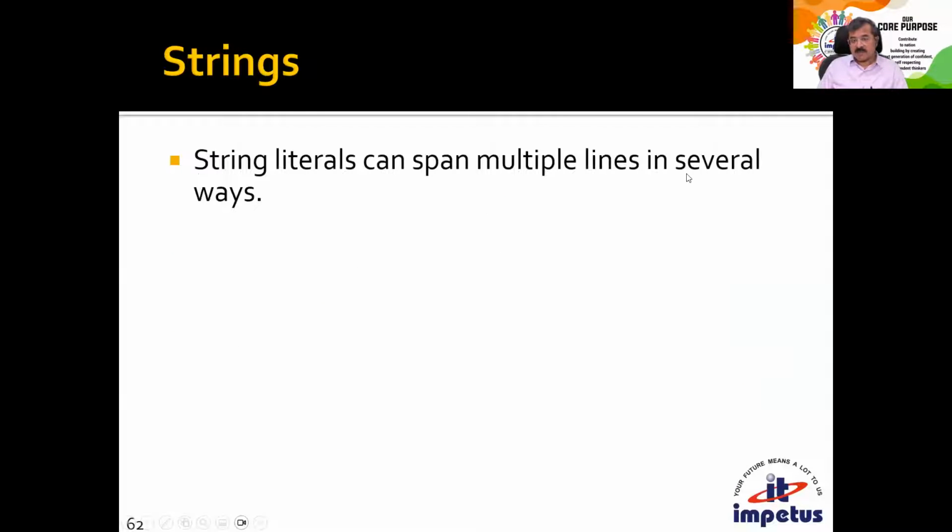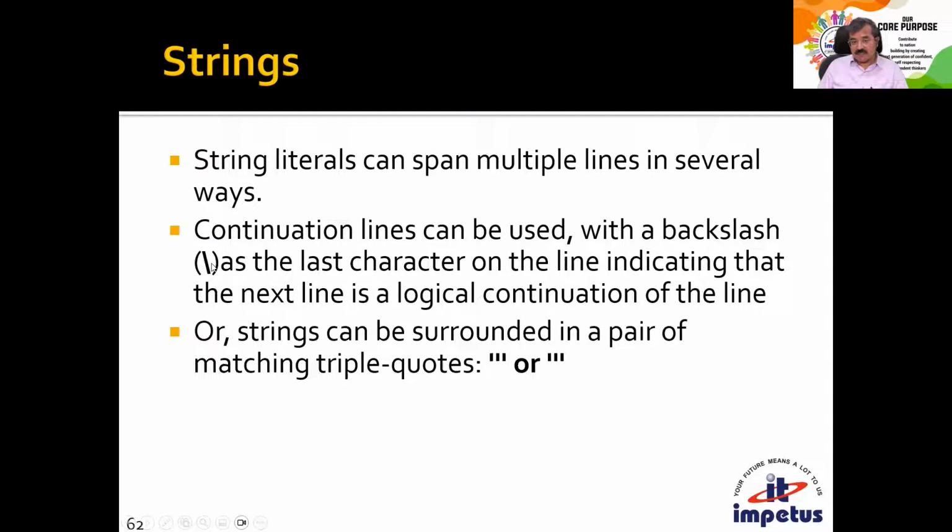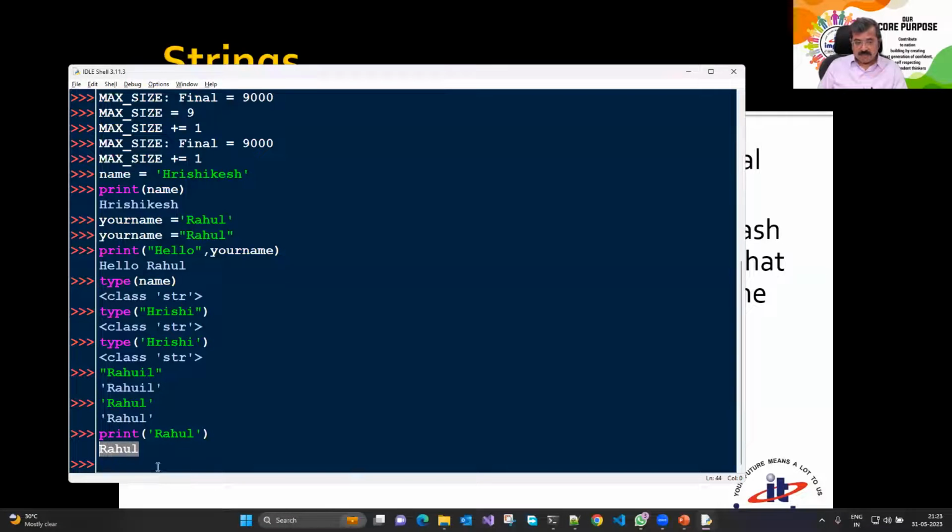String literals can span across multiple lines in several ways. You can use a slash to continue it on the next line, or they can be surrounded with triple quotes. First, let me show you the concept of slash. I want a variable which has input in more than one line. Say I have a song and that's going to span multiple lines. So I say double quotes, twinkle, twinkle, little star.